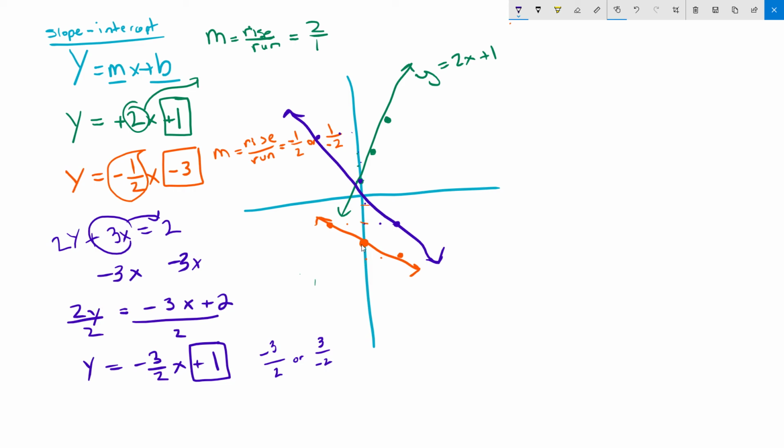I tried to cover everything you need to know, so sometimes they'll give it to you in the general form, right? So it's okay if they do give it to you that way, just solve for y. And that's pretty much it, alright?